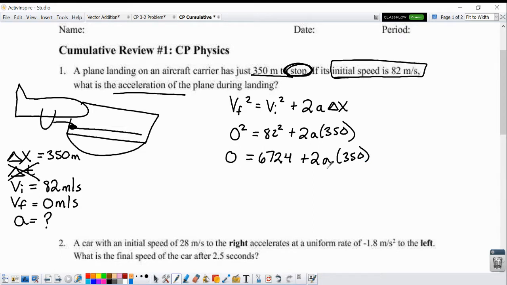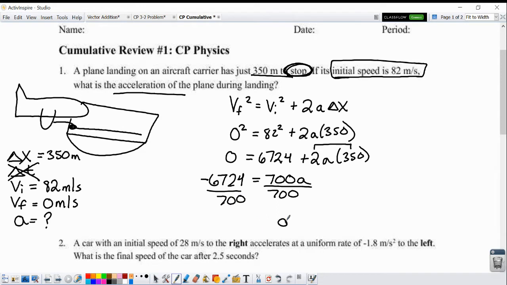Need to solve for a. These are not like terms. This has an a, this does not. So I'm going to move it over. So I'm going to get negative 6,724 equals, and then I can combine these. I can multiply in any order, the commutative property of multiplication. So I'm going to multiply 2 times 350, and I'm going to get 700, and then I still have to multiply by a, but I don't know what a is, so I'm just going to write it there. Now we need to divide both sides by 700.